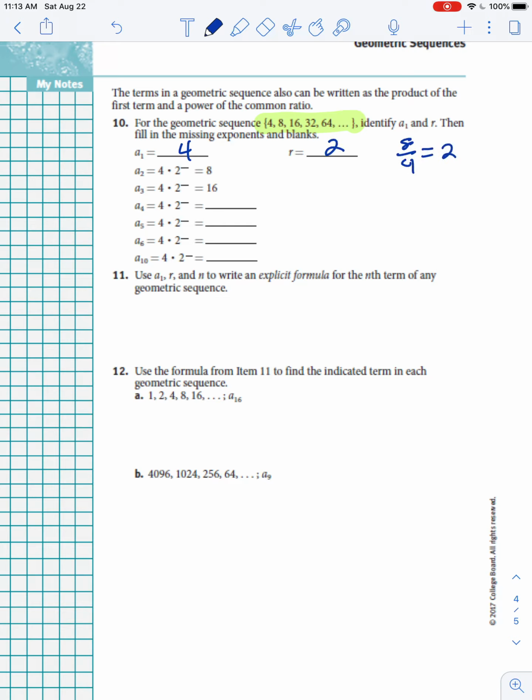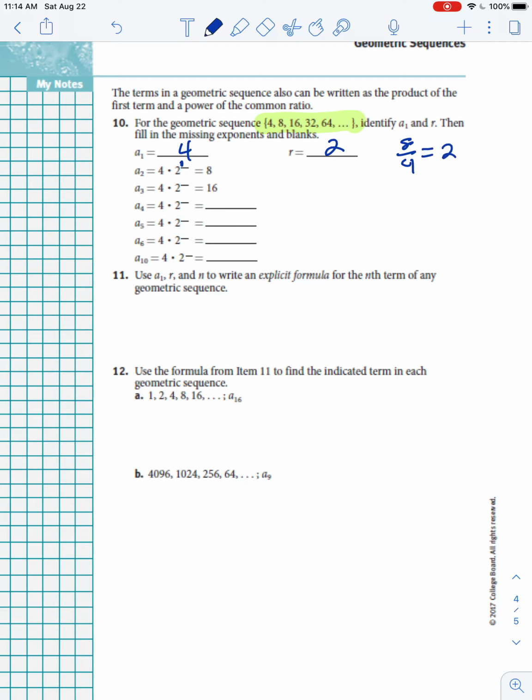So my common ratio is 2. The first term was 4. The second term is 4 times 2, which gave me 8. Well, the exponent would have to be 1 then. 4 times 2 is 8. Well, 4 times 2 to what power would give me 16?